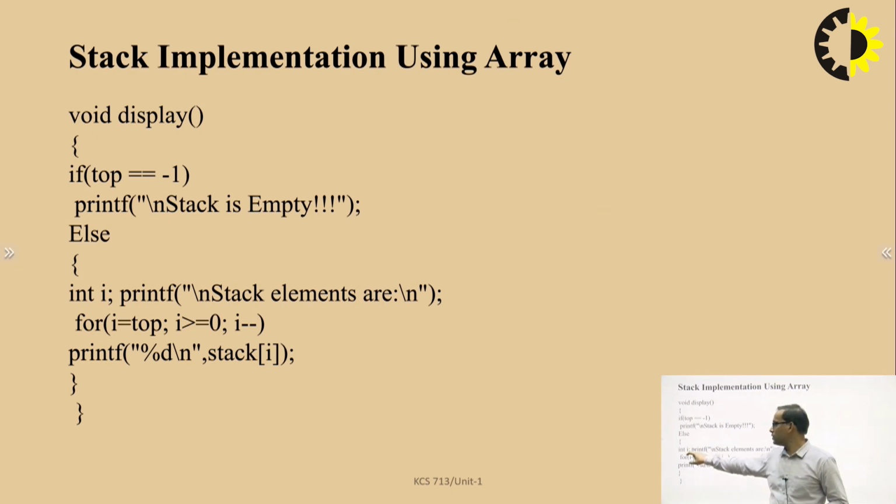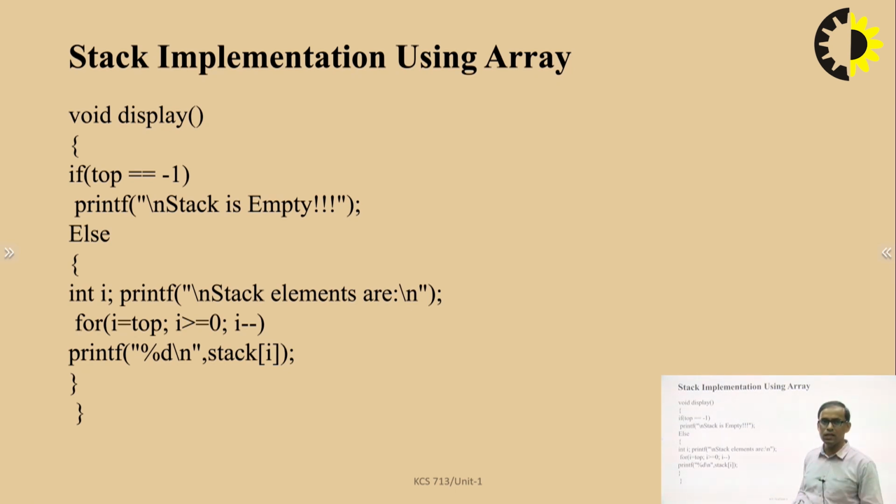So to display, we can simply traverse the stack. For that purpose, we have declared a variable i. This is the loop variable, and we will print a message, stack elements are. We have used a for loop. i is initialized with top. We are displaying the elements from top to index 0: i greater than or equal to 0, i -1, stack of i. So at first the element at the top of the stack will be printed.